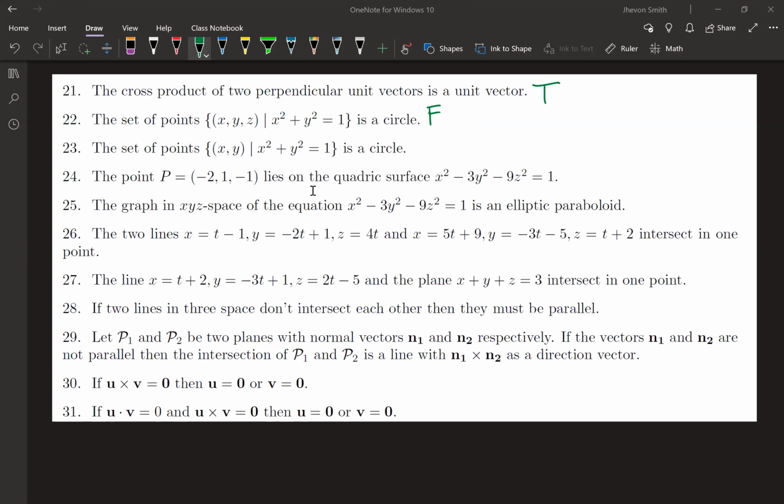Okay, we end there. 87% believe it's true, and 13% believe it's false. It is true. That is actually a circle. How do I know? We have x comma y, so it's in 2 space, and that follows the equation of a circle in 2 space.